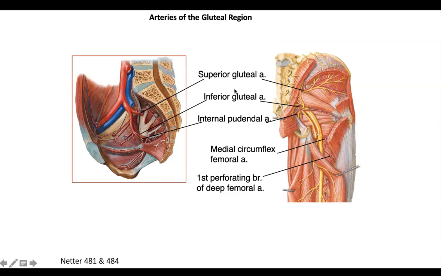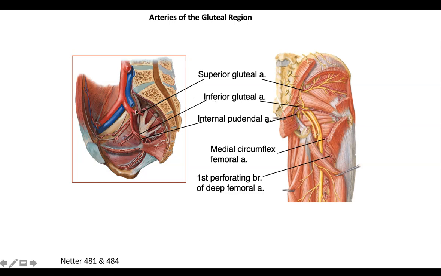The arteries of the gluteal region are mainly the branches of the internal iliac artery. The internal iliac artery branches: superior gluteal, inferior gluteal, and internal pudendal. These three branches are entering into the gluteal region through the greater sciatic foramen. The superior gluteal artery is superior to the piriformis, and the inferior gluteal artery and internal pudendal artery enter into the gluteal region inferior to the piriformis.